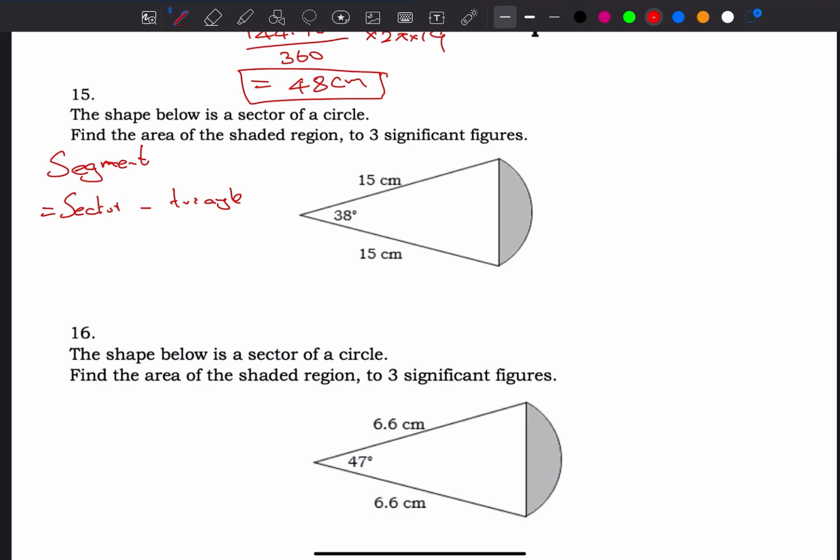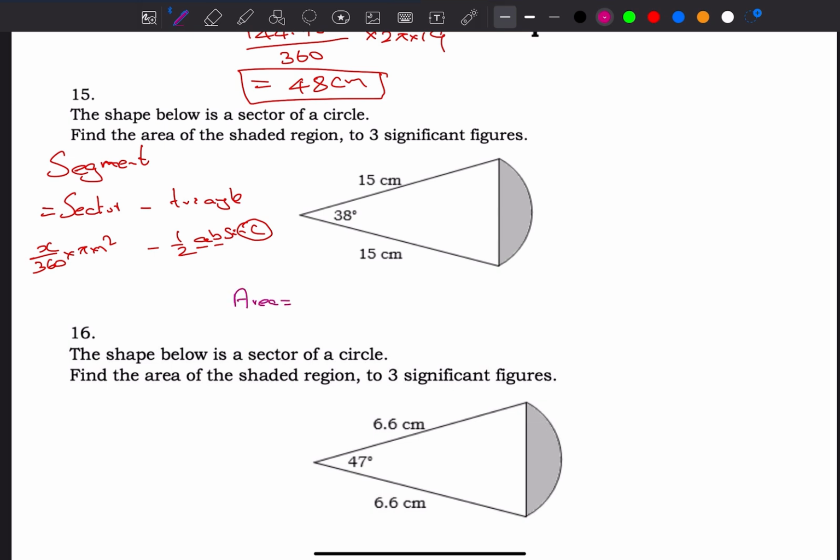Sector, you know the formula, x over 360 times pi times r squared. Triangle is half ab sine C, and you know the angle should be whatever, and the a and b would be the radiuses more or less. Okay, so we'll do the first one. So area, I need quite a long space to write. This one is very easy, a 3-mark question.